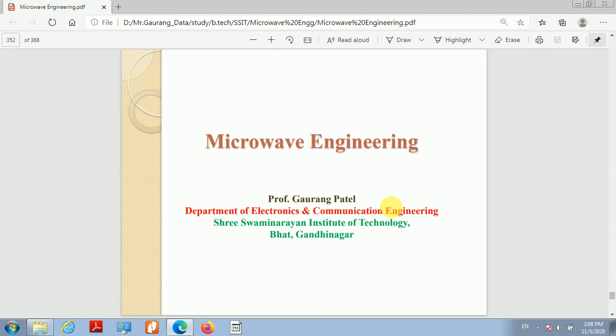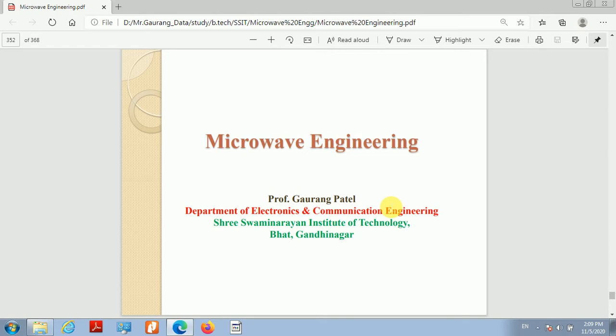Dear students, in the last video lecture, we have discussed the Gunn diode, and if you recall, the Gunn diode is a solid state semiconductor device which is fabricated from a single N-type material. It does not have any PN junction and it exhibits negative resistance in its VI characteristics, and because of this it is widely used as an oscillator.